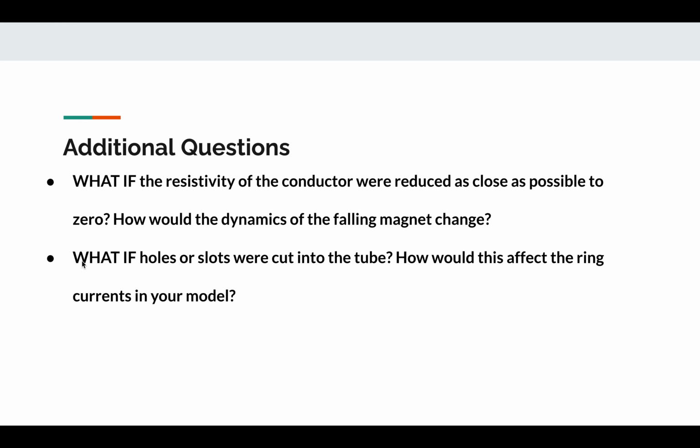The second question is, what if there were holes or slots? Basically, if there were holes or slots, there would be fewer ring currents because the ring is not a closed wire. So this would reduce the amount of ring currents and therefore reduce the amount of magnetic force, and the bar magnet would fall way quicker.